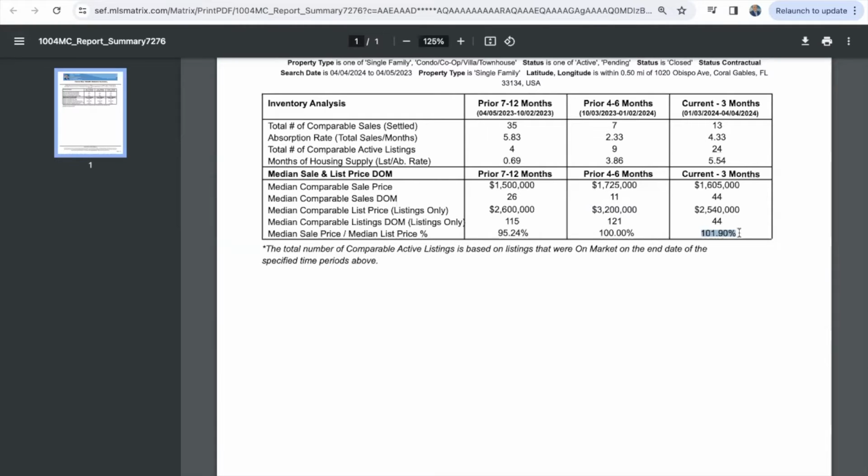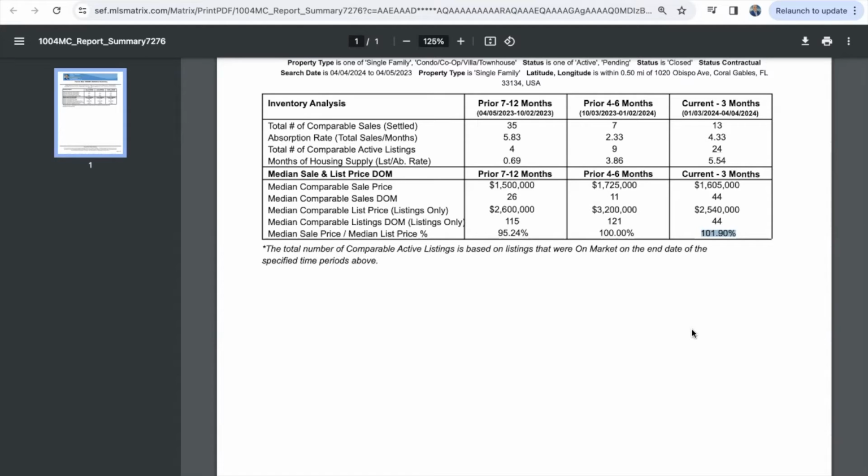101.9% over original price. So it's trending towards a more balanced market. You know how they say that the market is kind of leveling off? Well, definitely we were in a seller's market, and now we're in a more average, normal market.